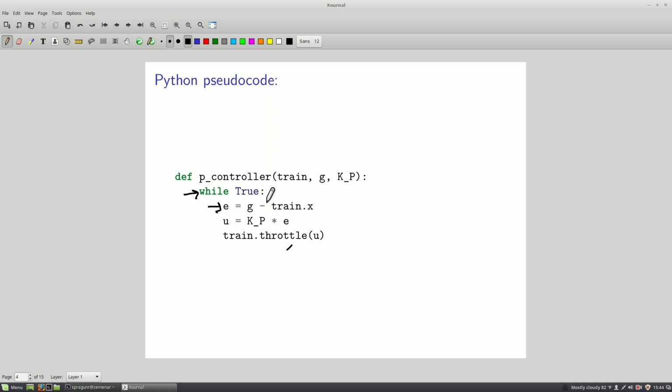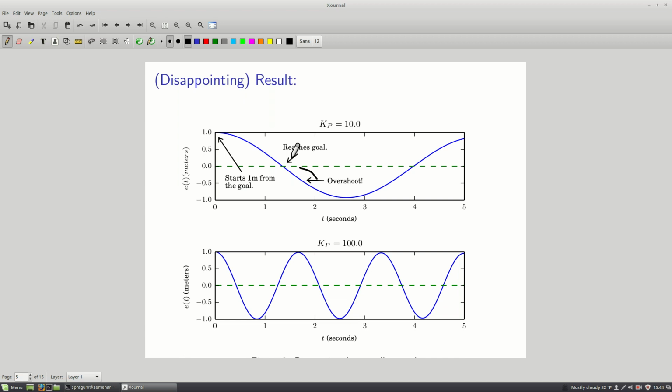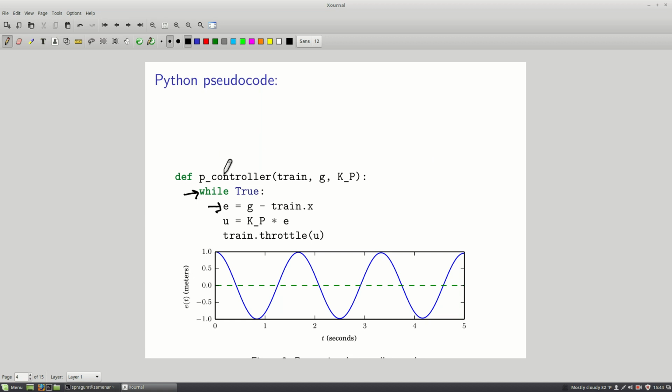Let's see what happens if we apply this controller to a simulator for that locomotive system that we saw before. So this looks a little bit complicated. Give me a second to unpack what's happening here. The y-axis here is showing the error value. So that's the difference between the current location and the goal location.